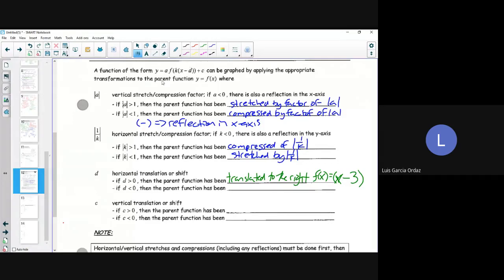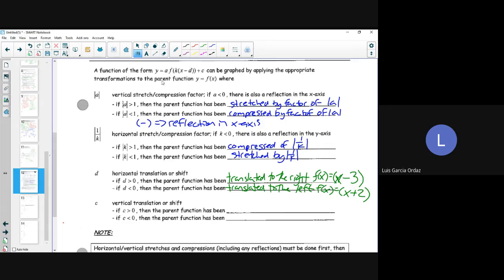And if d is less than 0, then the parent function has been translated to the left. That means the bracket has to be added on the inside. The horizontal stuff is the more confusing out of the two, because for the vertical stuff, you just take it for what it is.